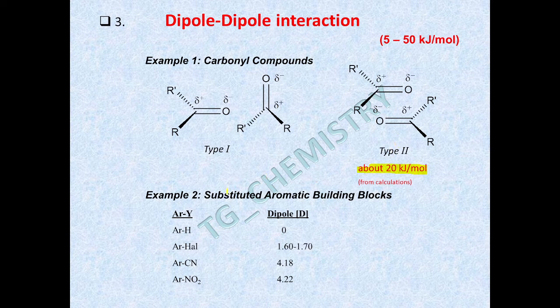And also, dipole-dipole interactions can be found in substituted aromatic building blocks. Here you can see the hydrogen atoms have been substituted with different functional groups like halogens, cyano groups or nitro groups, leading to different dipole moments of the whole molecule, and thereby creating the option of dipole-dipole interaction within the molecule. Okay, so these are manifestations of the dipole-dipole interaction within carbonyl compounds and also aromatic compounds as well.